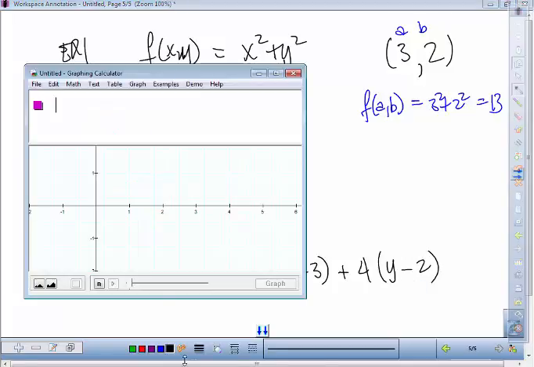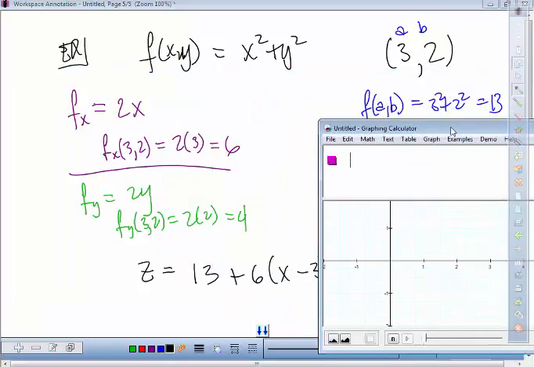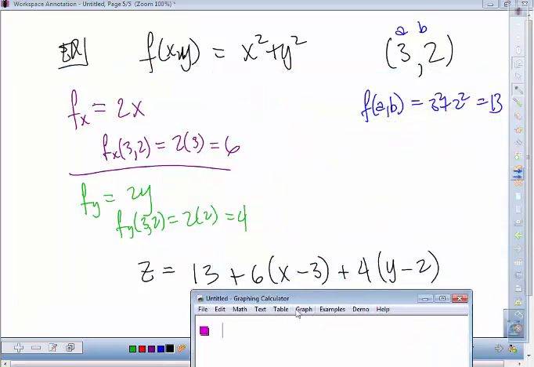So here's the exciting part, to actually see it. So we have the surface. We can throw that point in there too. That's 3, 2, comma 13. And then we'll put the plane in. z is equal to 13 plus 6 times x minus 3 plus 4 times y minus 2.